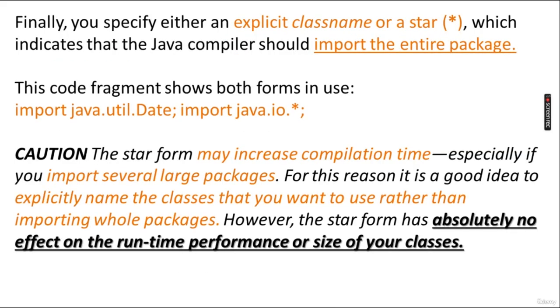Finally, if you specify either an explicit class name or a star, which indicates that the Java compiler should import the entire package: import java.util.Date, import java.io.*. The star form may increase compilation time. If you are giving the star, you are importing all the classes from this package. What happens in this case? You have to be alert. All the classes will be imported.